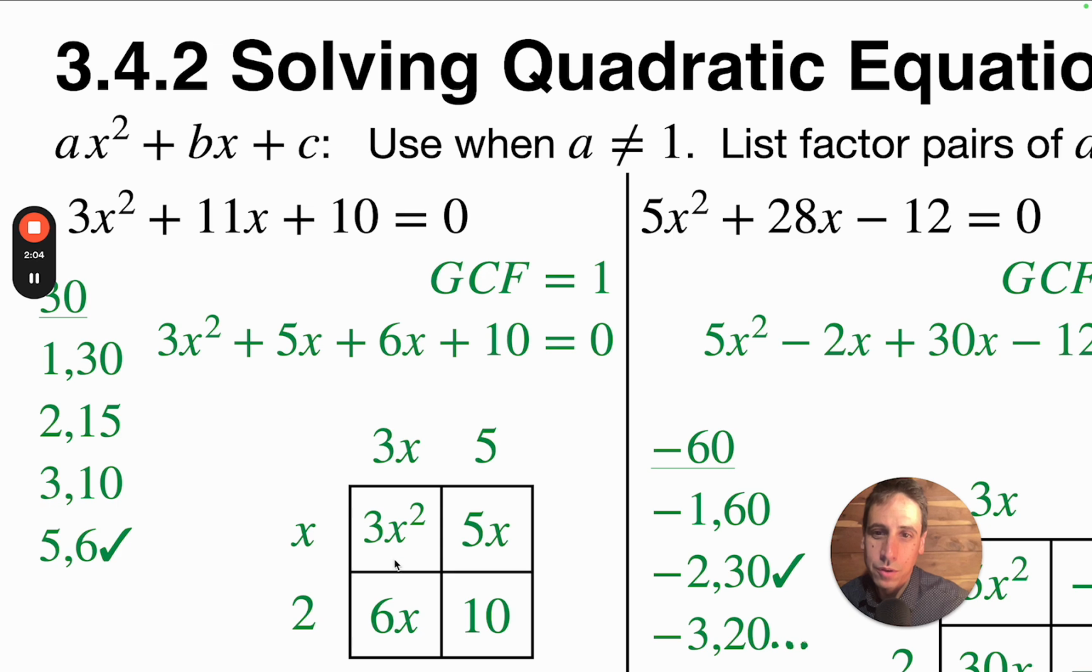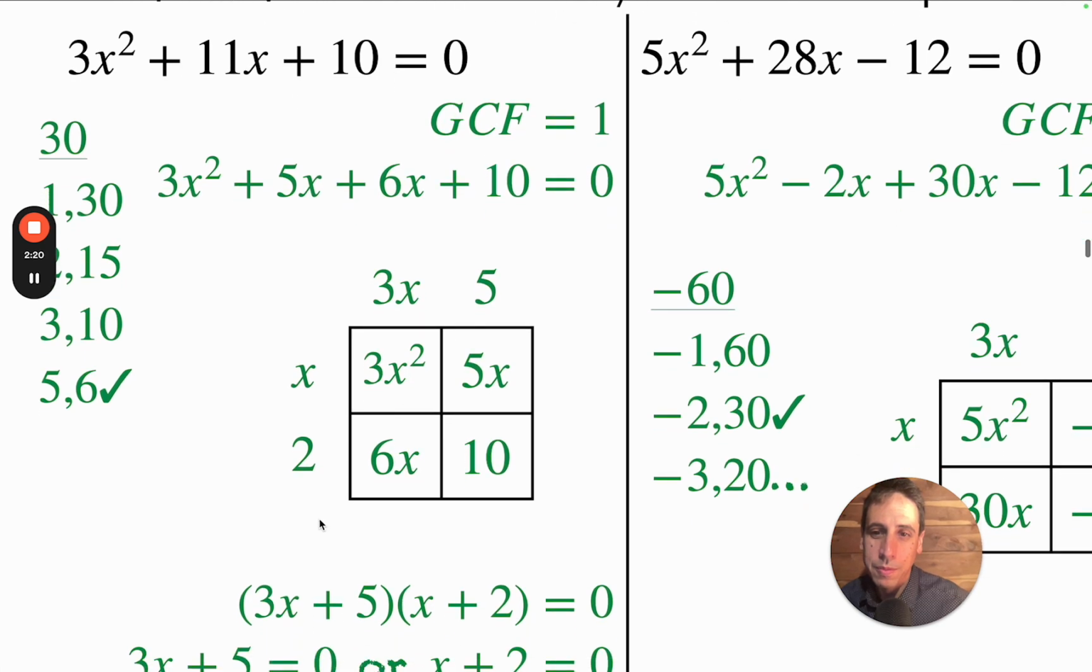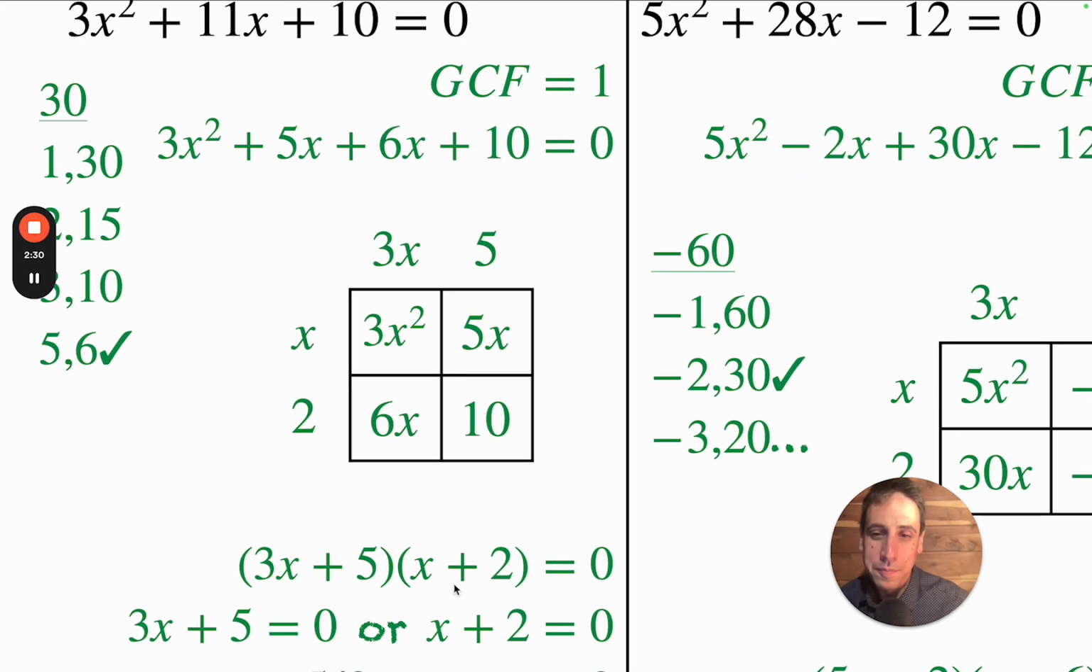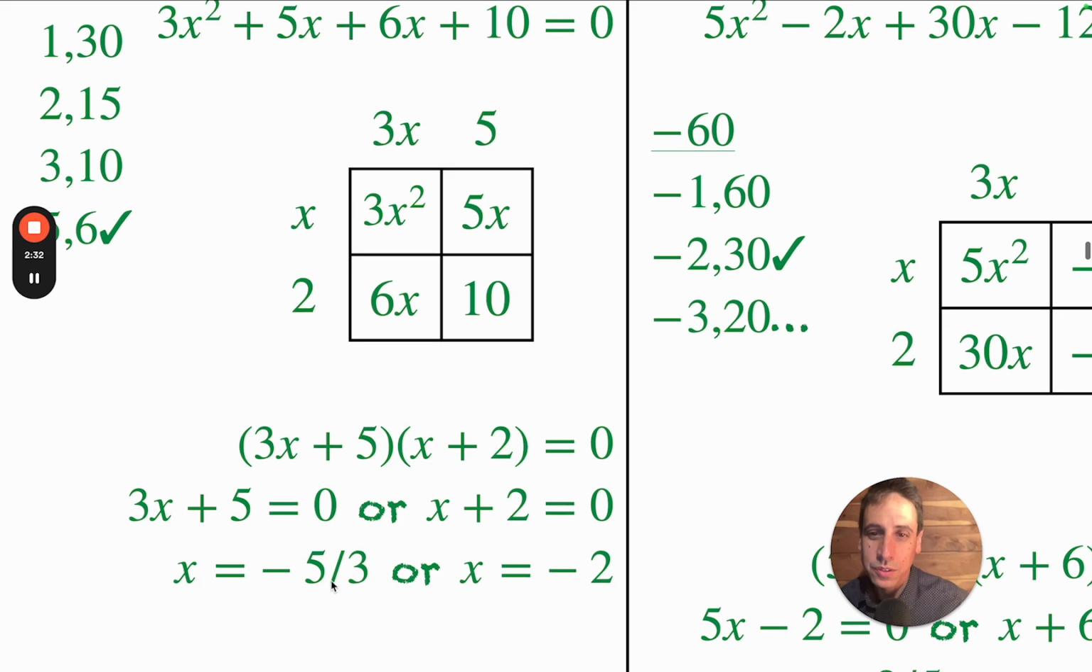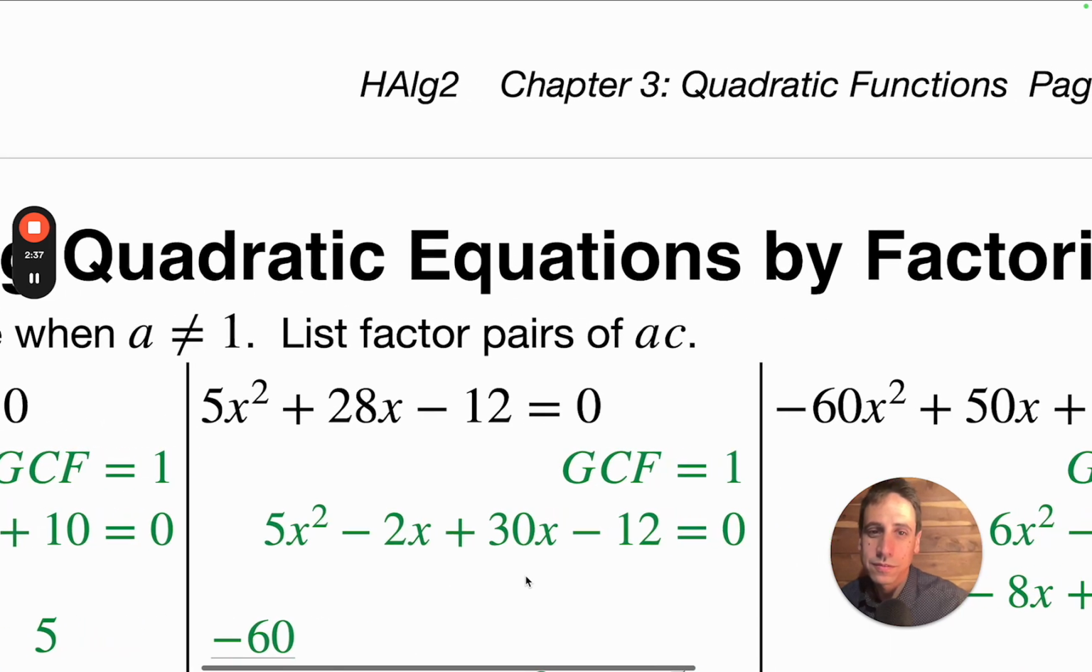We'll put 3x squared here, 10 here, and then these two are interchangeable. We find the greatest common factor of the top row, it's x. The bottom row, 2. The left column is 3x, and the right column is 5. That helps us group these into two different factors: 3x plus 5 times x plus 2 equals 0. The zero product property says we can split them up, and then we can solve the equations individually, and those are our two answers. Great.